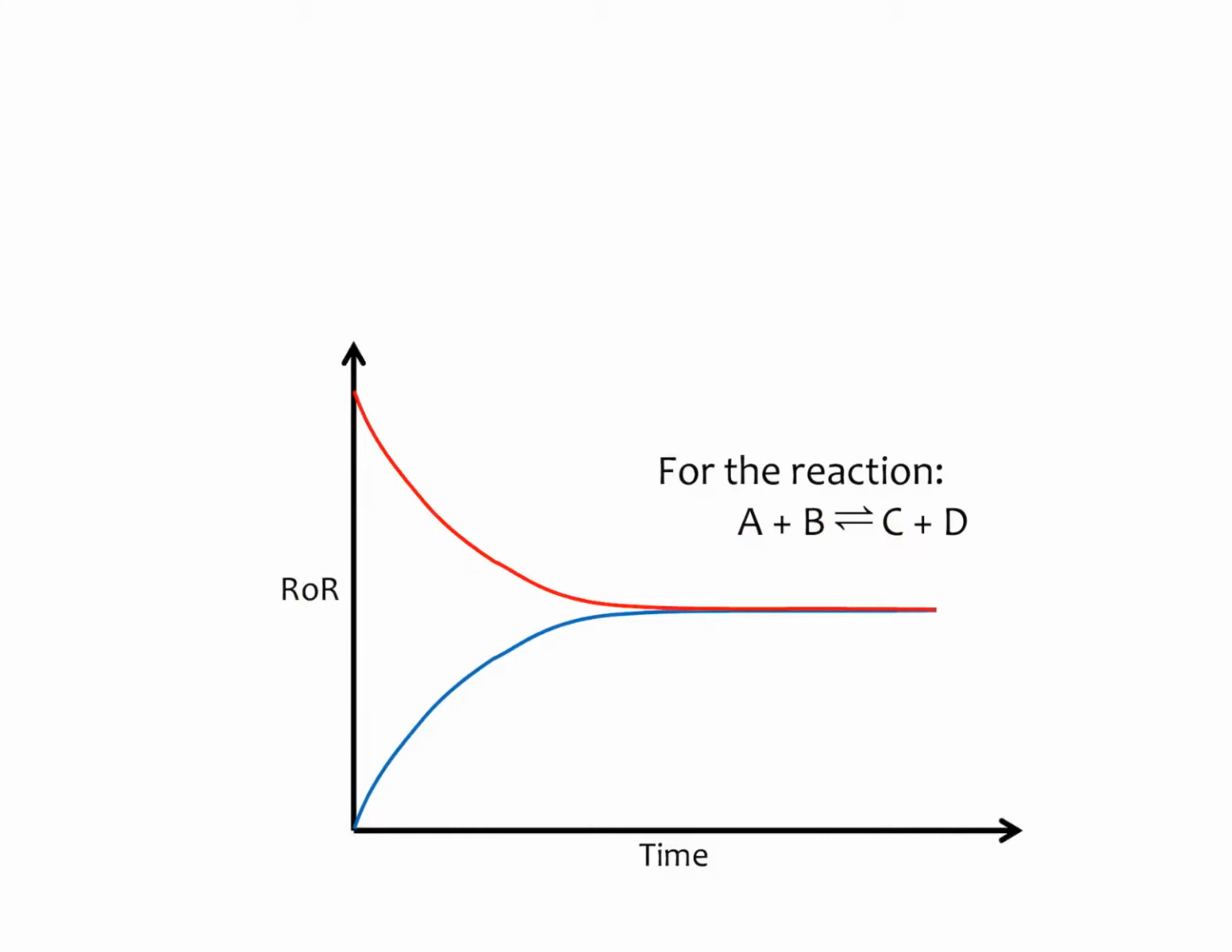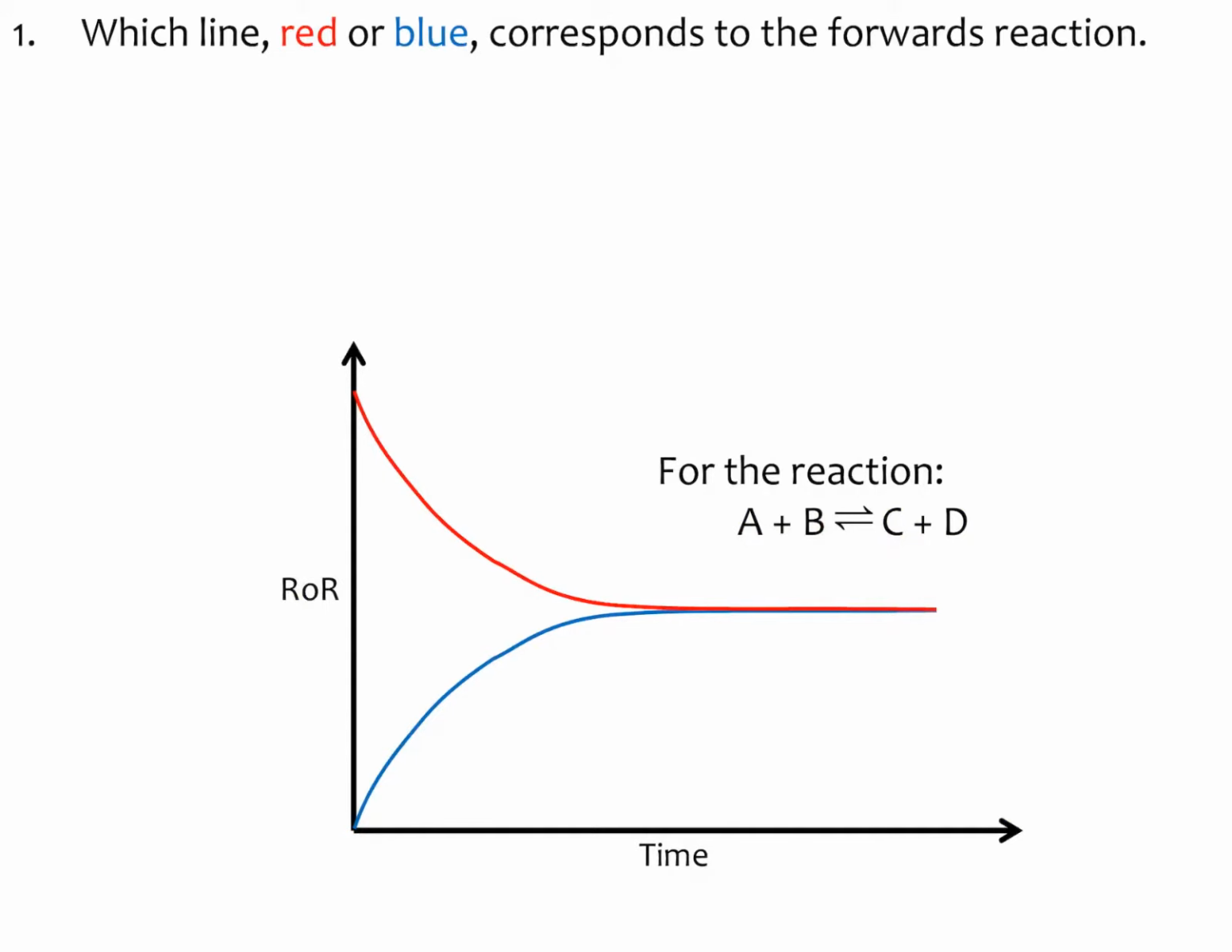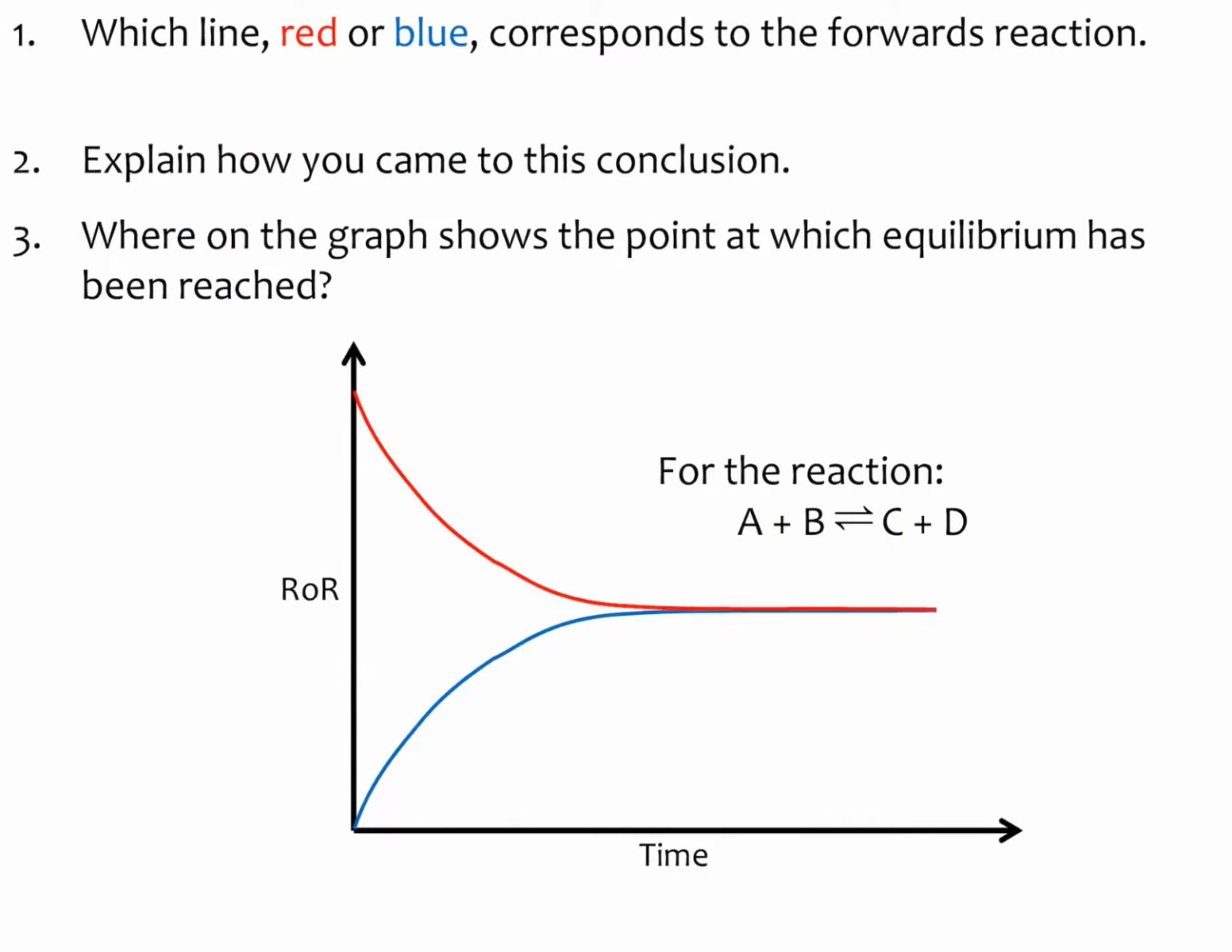Now we can represent equilibria using graphs, and here's a very simple example showing the rate and time for a reaction, A plus B, forming C plus D in a reversible reaction. And I've got a couple of questions for you. Number 1, which line, the red or blue, corresponds to the forwards reaction? Number 2, explain how you came to this conclusion. And number 3, whereabouts on this graph shows the point at which equilibrium has been reached? So pause the video and have a think through those questions.